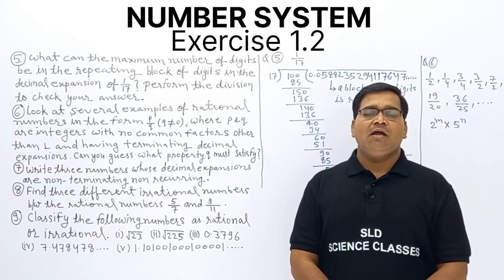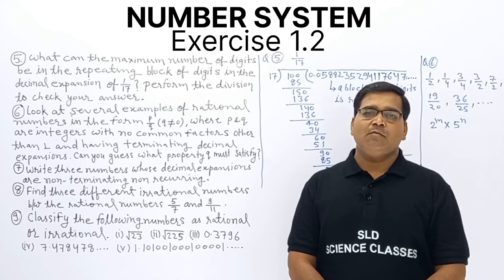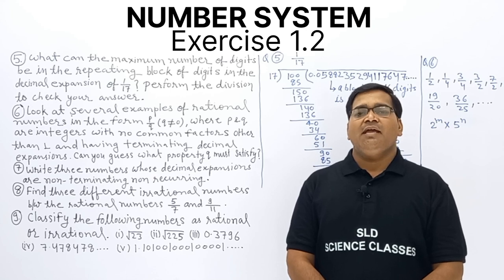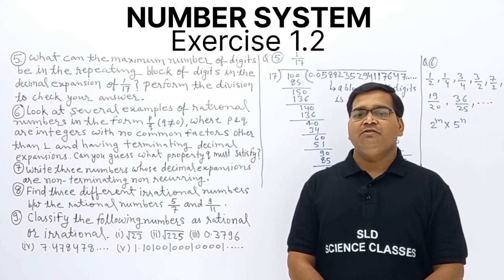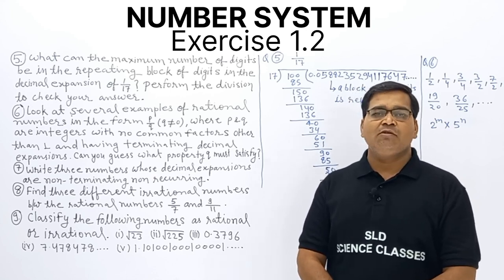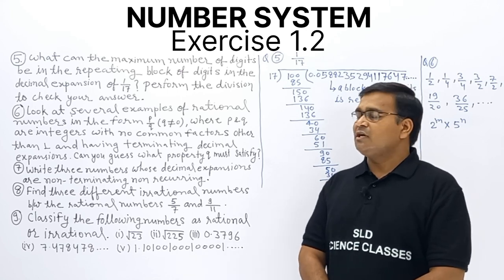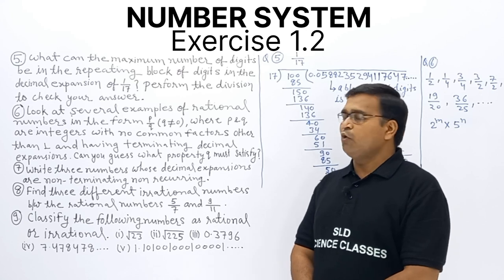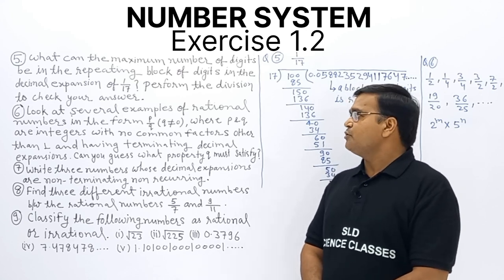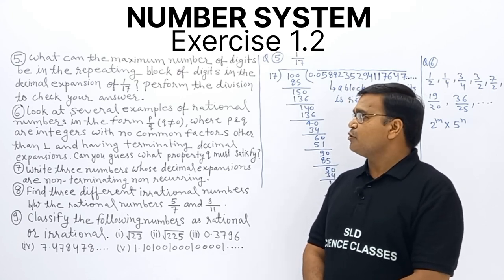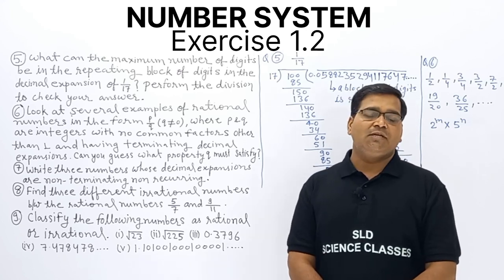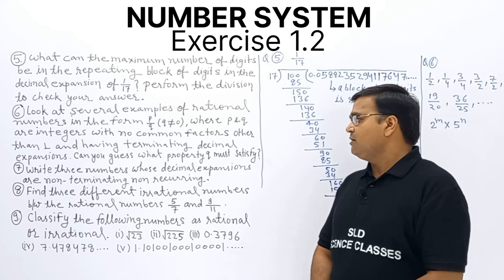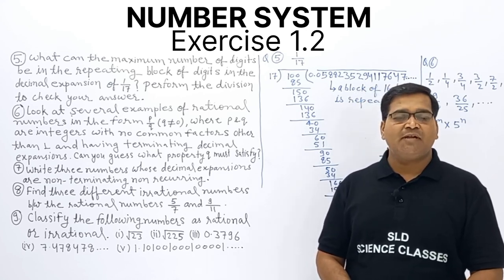In this class, we will discuss the remaining questions of Chapter 1, Exercise 1.3. In Exercise 1.3, we completed question 1 to question 4. Now, the remaining questions I am taking in this class are question 5 to question 9. First, I am taking question number 9. What is question number 9?